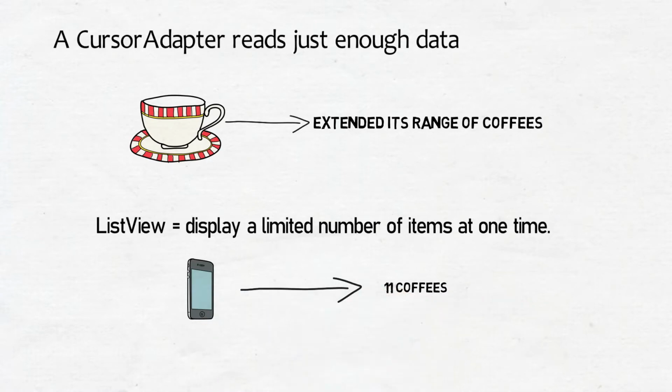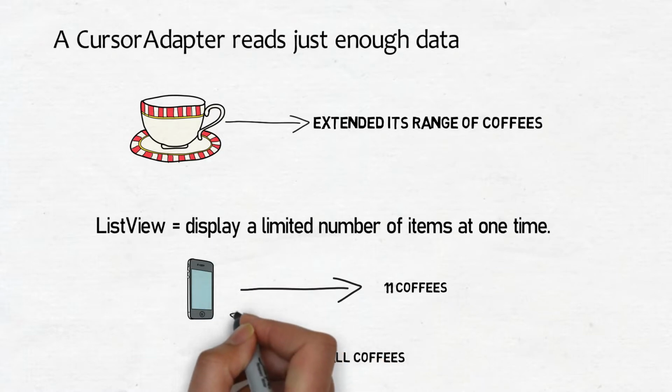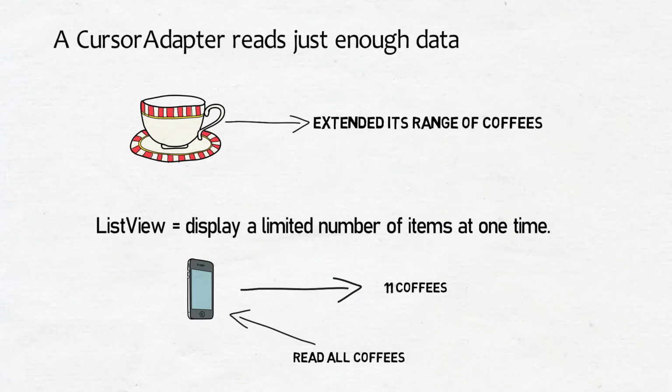If we were using an array, we would have to read all the coffees from the database into the array before we could display any on the screen. That's not how it works with a cursor adapter.